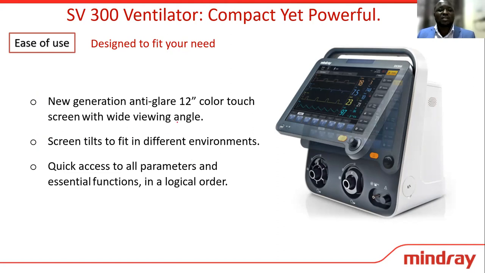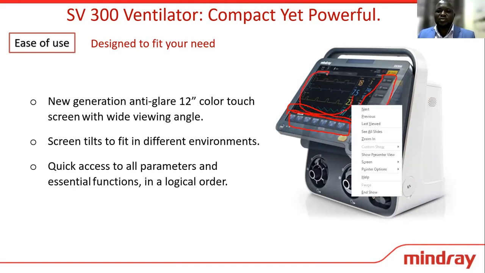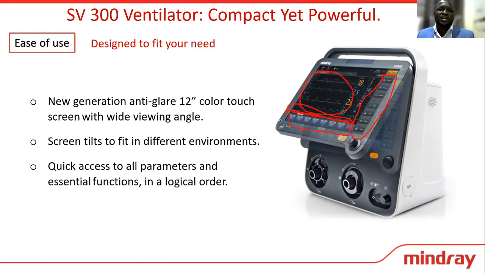But with our SV300, you have quick access to all parameters in a very logical manner. As you can see, this part is the ventilation mode setup window. This part is the ventilator parameters, like the FiO2 you want to set. It's all available there. And then the ventilator assist application tools, you're able to get them here. And in terms of the user interface, you're able to get it here. So it's not a very big deal. You're able to get all this from the user interface.